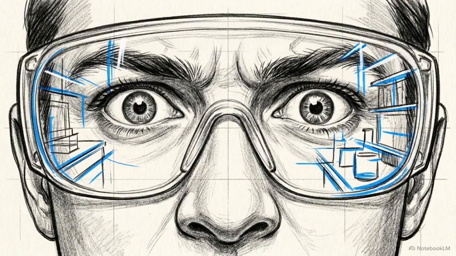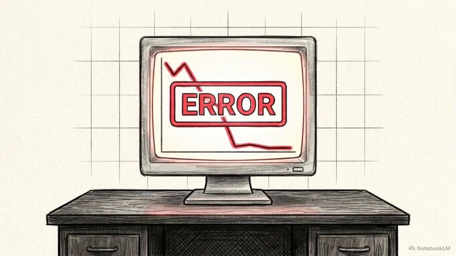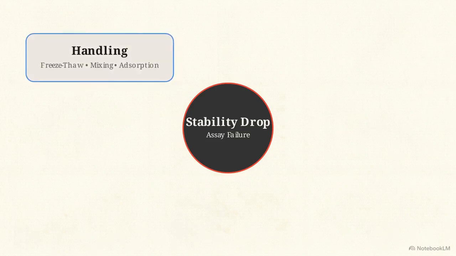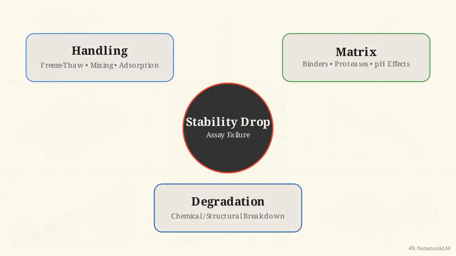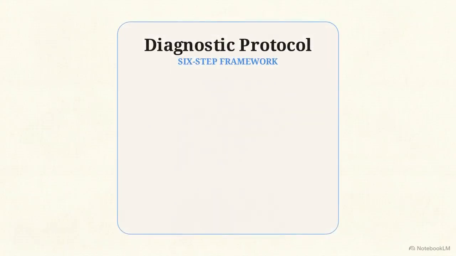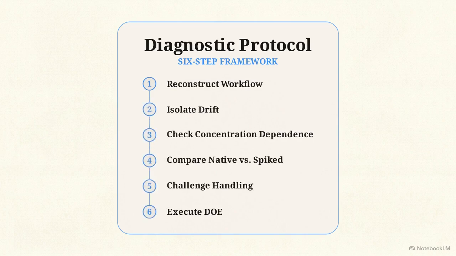The standard response in most labs is to panic, tweak one minor variable, and immediately rerun the exact same test. But single variable reruns almost always fail again. Stability drops are rarely an isolated fluke. They are complex system issues driven by sample handling, matrix interference, or active degradation. To actually save the assay, you have to stop guessing. You need to treat the failure as an assay development problem, using a strict 6-step diagnostic protocol.